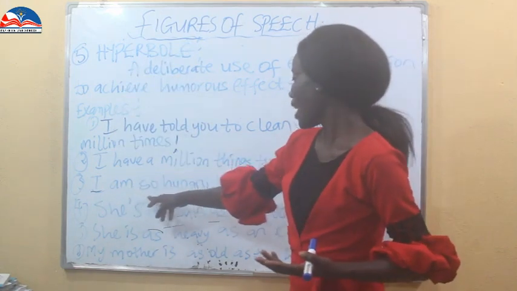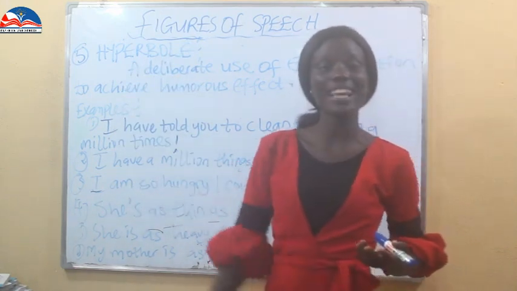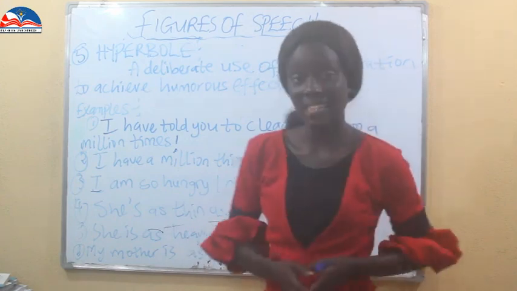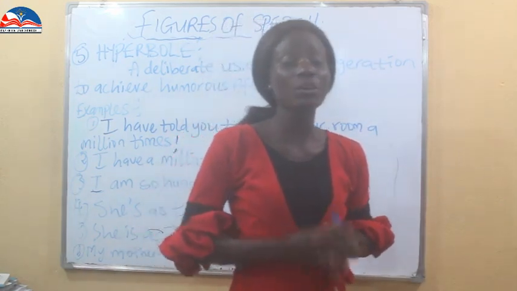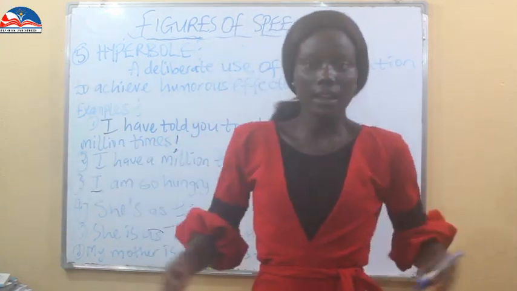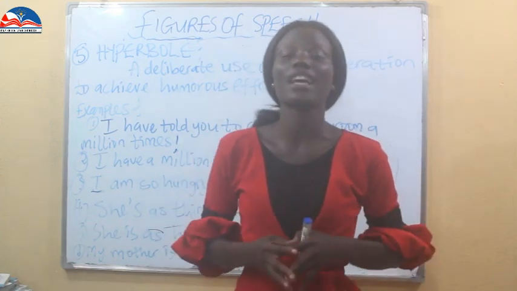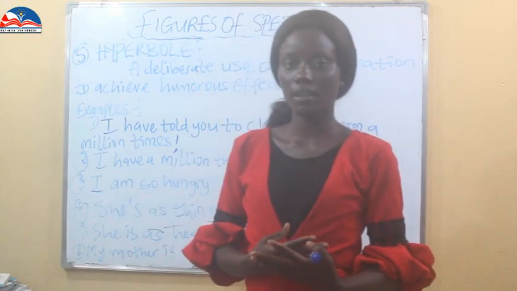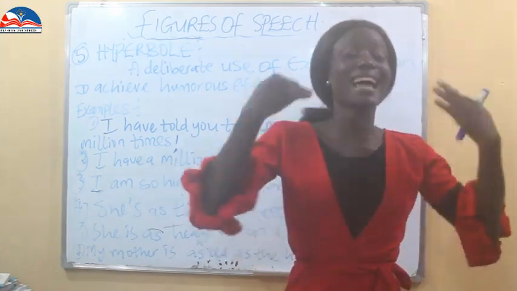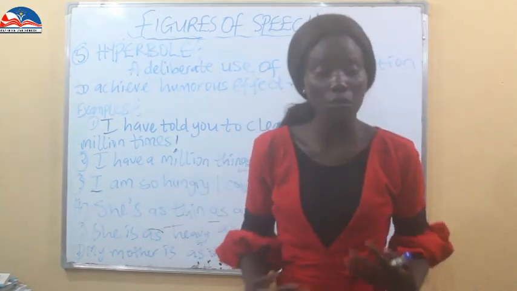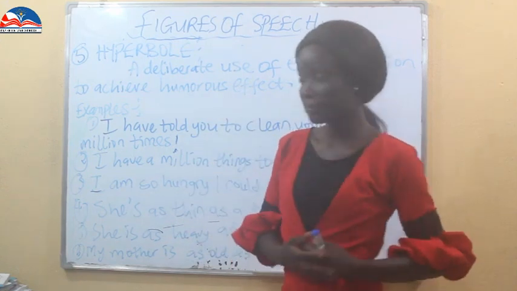Then the third one, I am so hungry I could eat a horse. That is exaggeration. How is it possible for a human being to eat a horse? Exaggerating. So now hyperbole means deliberate use of what? Exaggeration in words.